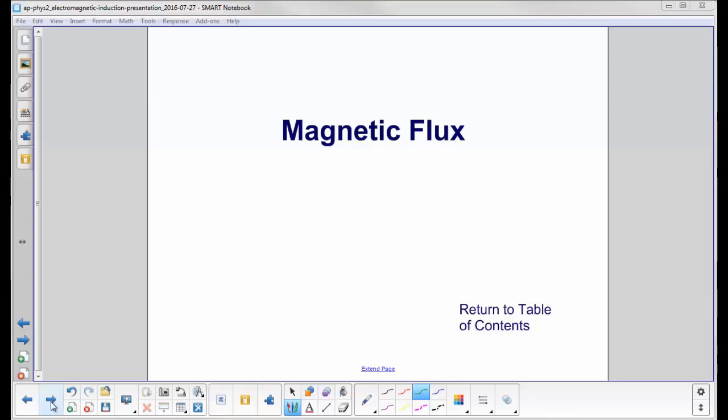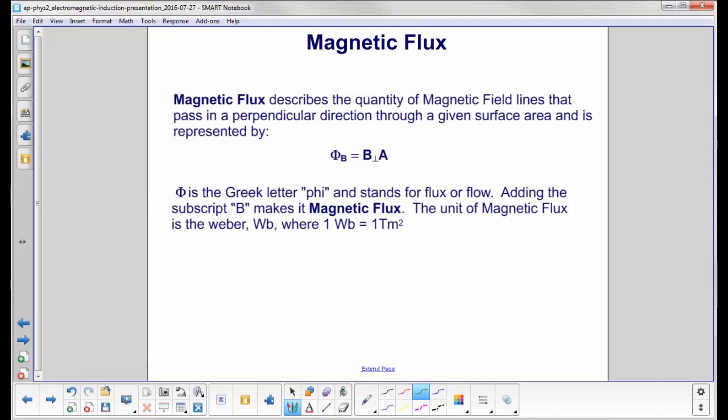Magnetic flux. Magnetic flux describes the quantity of magnetic field lines that pass in a perpendicular direction through a given surface area and is represented by Φ_B equals B perpendicular times A.